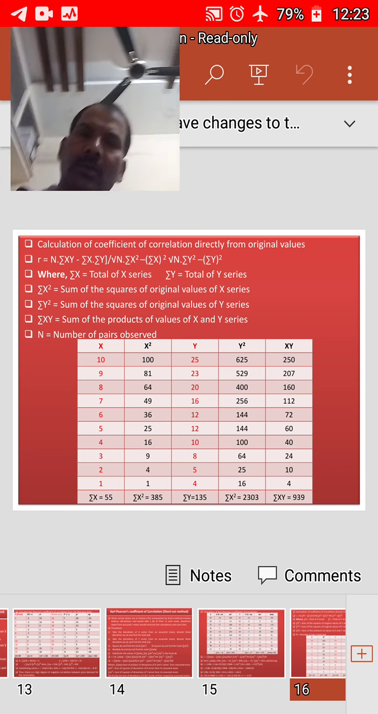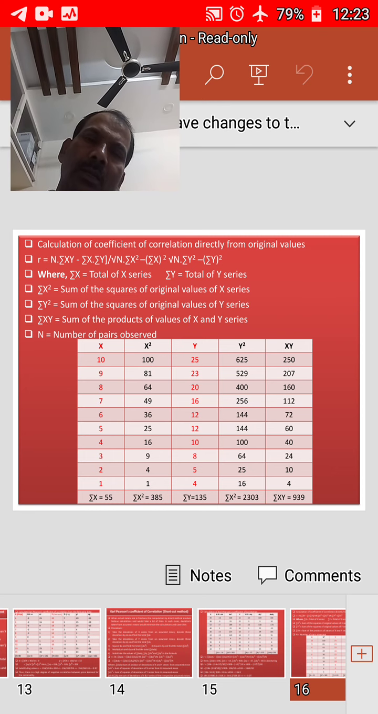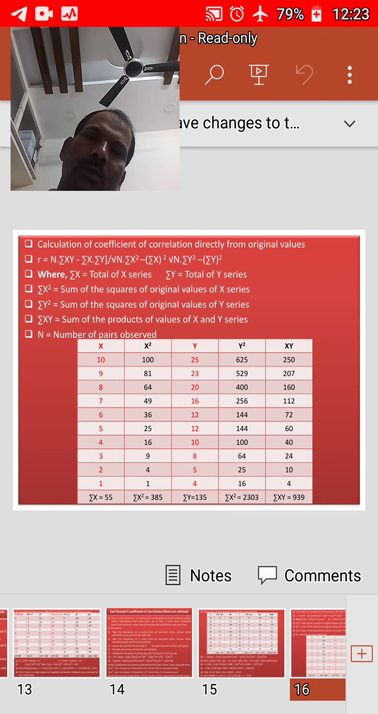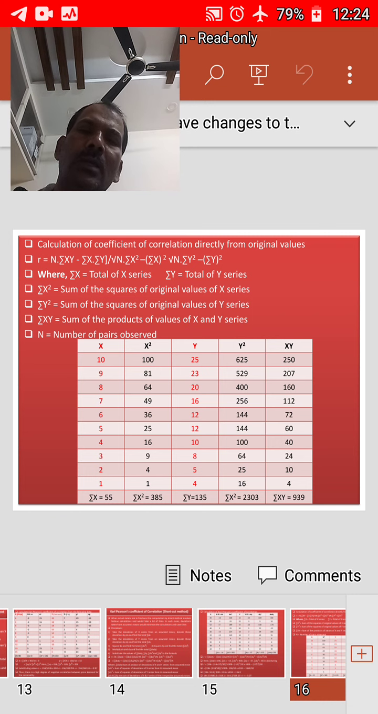x square is equal to, first we will take x square: 10 whole square is 100, 9 whole square is equal to 81, 8 whole square is equal to 64, 7 whole square is equal to 49, 6 whole square is equal to 36, 5 whole square is equal to 25, 4 whole square is equal to 16, 3 whole square is equal to 9, 2 whole square is equal to 4, and 1 whole square is nothing but 1.